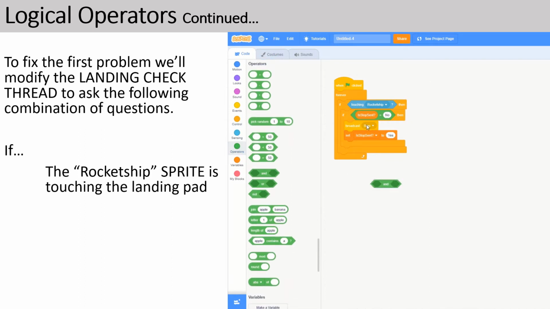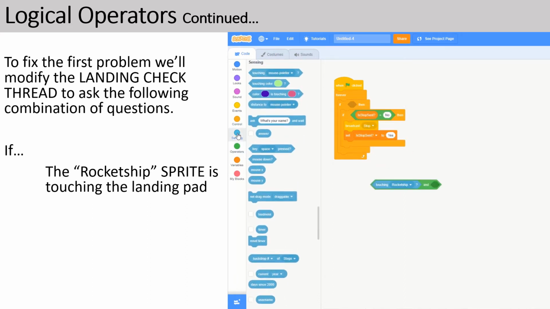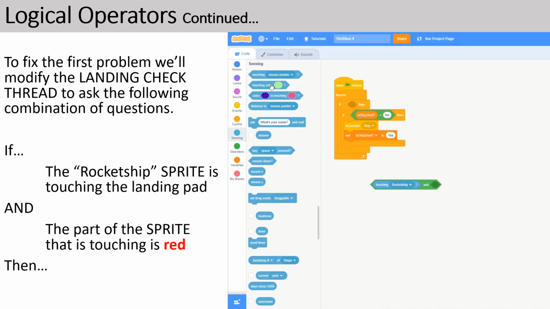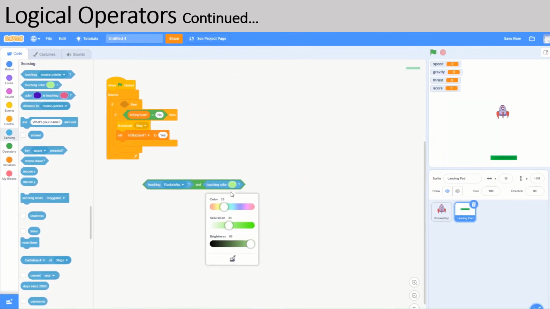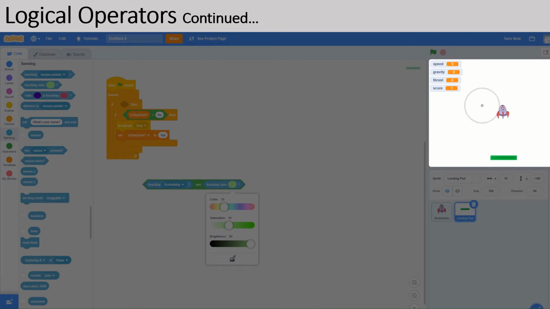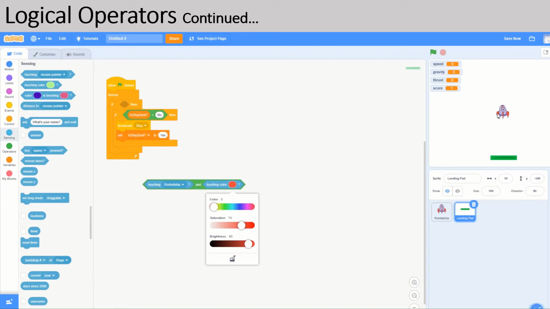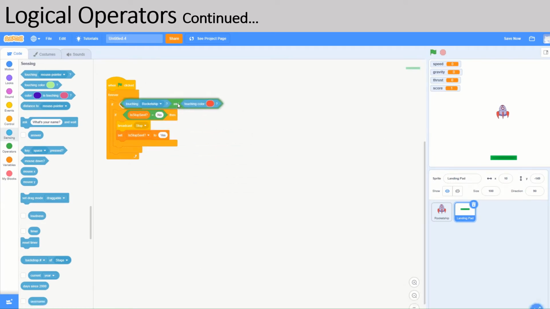If the rocket ship sprite is touching the landing pad, and the part of the sprite that is touching is the color red, then broadcast the stop message.